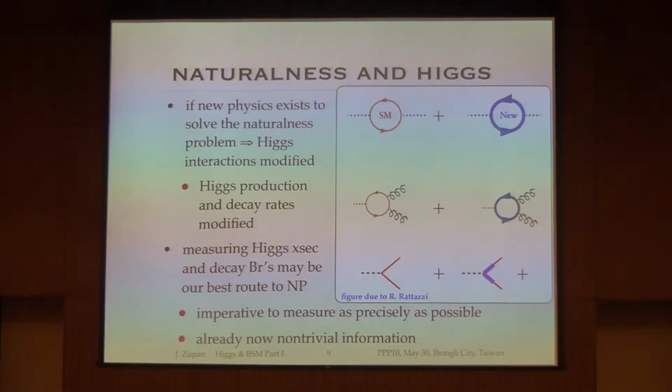The next thing we'll also cover is the motivation for having extended sectors at the TeV scale, so having beyond the standard model physics, and one of the main motivations is naturalness. You have these quadratically divergent amplitudes, and something else probably has to cancel these contributions from, let's say, the top coupling to the Higgs. How can you do this? One way is by measuring the Higgs cross-sections and the decay branching ratios, and this may be our best route to new physics. Of course, there are other observables, but at least we've discovered the Higgs, so we should measure this as precisely as possible. And as I will show, it does give us non-trivial information.